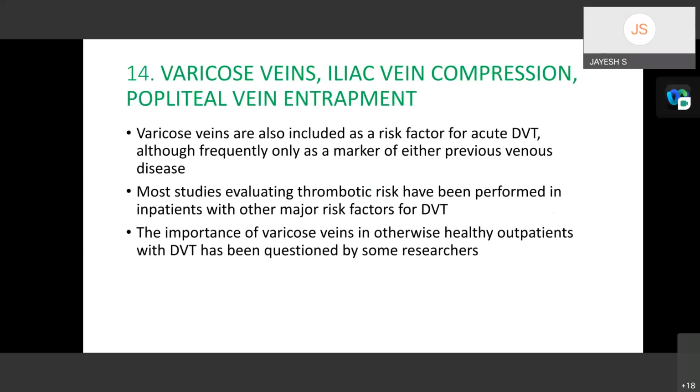Then varicose veins, iliac vein compression, and popliteal vein enlargement. Varicose veins are included as a risk factor of acute DVT. Most studies have been conducted on patients who are already having a thrombotic risk. So the importance of varicose veins in other healthy outpatients with DVT has been questioned by some researchers, and it's controversial.